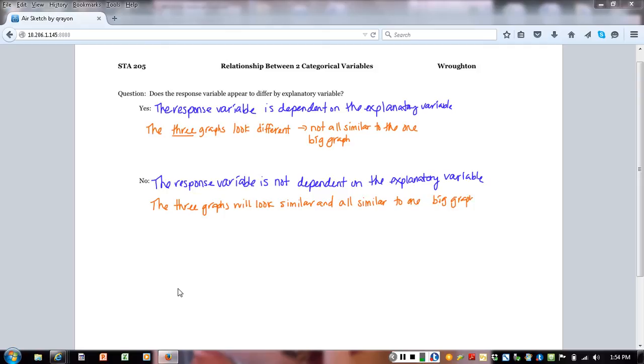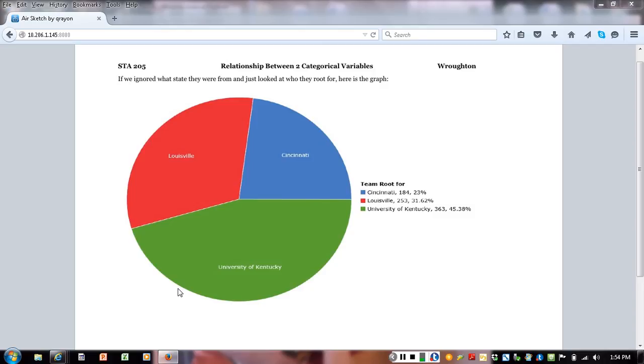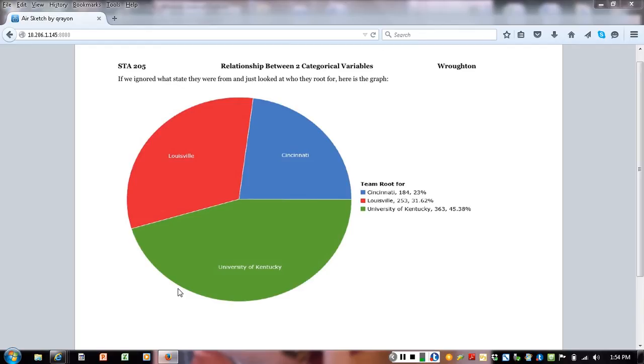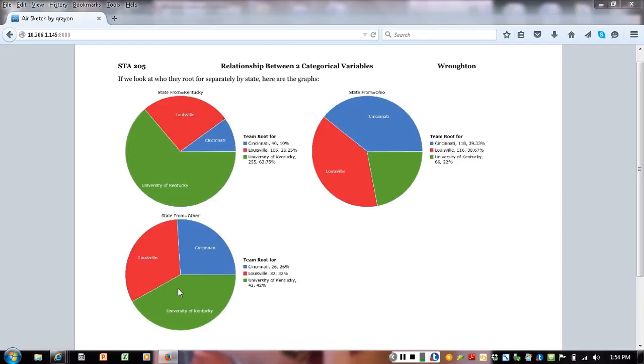And so think about what that would mean. Let's see if that makes sense. So if there's not a relationship, or in a sense, what state you're from doesn't seem to have an impact on who you root for, we should see a graph that looks like this for each of our three state groups that we looked at. Because that would mean it didn't really make a difference if you were from Kentucky or Ohio or other. We would all look about like this. Of course, from our example, that does not appear to be the case. We're probably thinking there is a relationship between who you root for and what state you are from. So that's where we're going to start formalizing how to do the test for this.